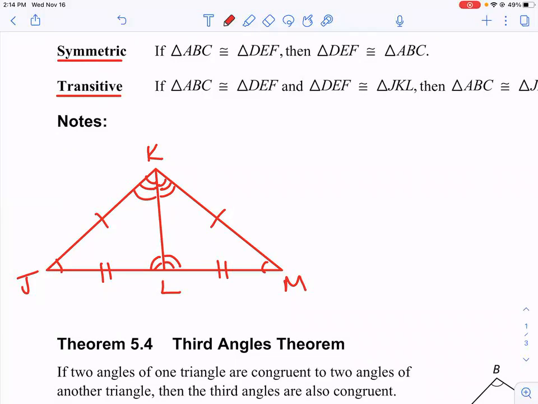Okay, Keegan has a question about those little swoop marks. It shows us the congruency within the angles. Since there's one at M and one at J, they're congruent. Since there's 2 here and 2 here, those are congruent. Since there's 3 here and 3 here, those are congruent.